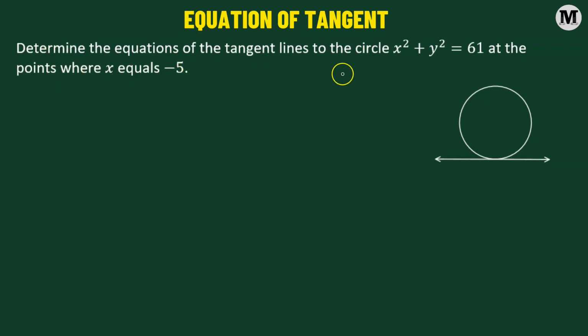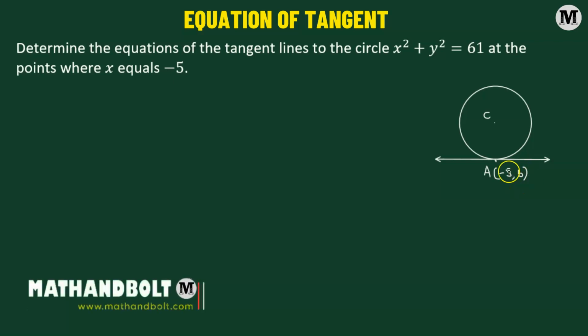Determine the equations of the tangent line to the circle x squared plus y squared equals 61 at the point where x equals -5. Meaning, we have a circle which is centered at C, and we have to obtain the equation of this line which is tangent to the circle, let's say at point A, with the coordinates. The x coordinate is given to us, the y coordinate is not given. So we'll suppose that the y coordinate be b. So let's try to obtain the equations of the tangent line.